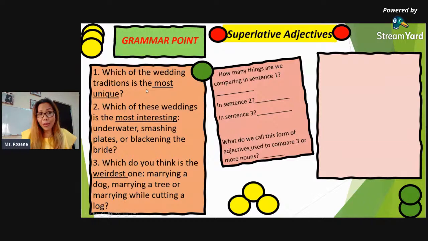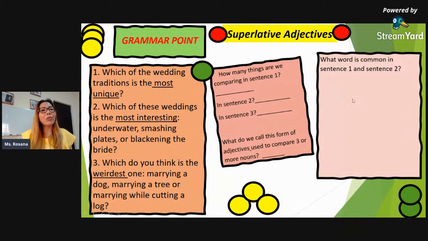So in sentence 1, we are comparing more than 3. In sentence 2, we're comparing 3. And then in sentence 3, we're comparing also 3. Okay. Now, what do we call this form of adjectives used to compare 3 or more nouns? What do you call those? We call them superlative adjectives, right?